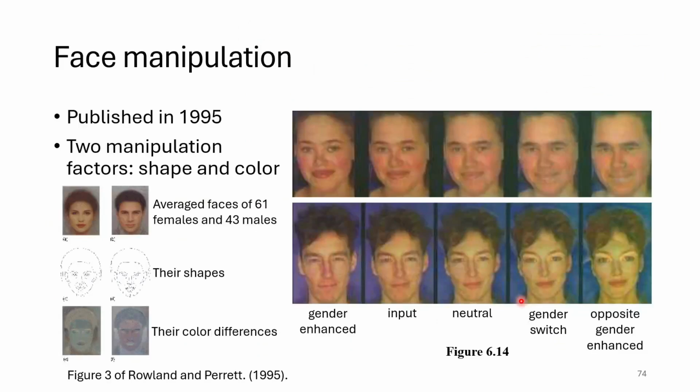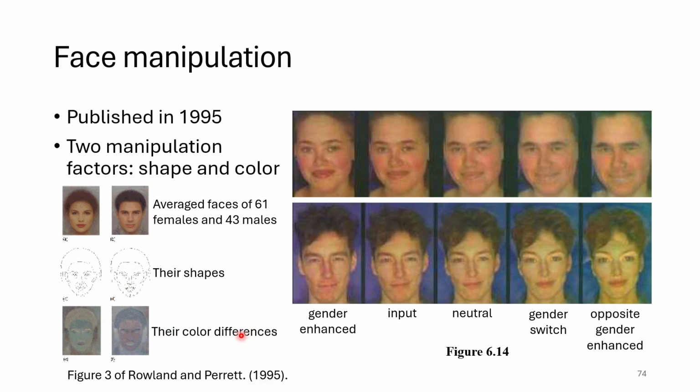So if we can correctly classify images, there are many applications. One of them is facial manipulation. So this is an example. This is a very old paper published in 1995. They compiled a dataset with 61 female and 41 male human faces, and computed the mean of those images per gender, and their shape and color differences.